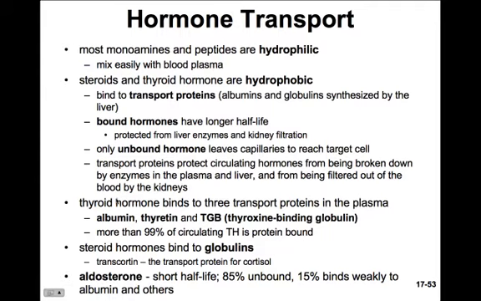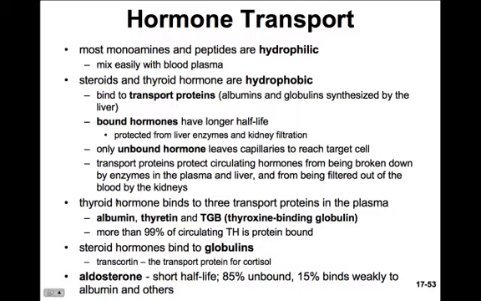Most monoamines and peptides are hydrophilic hormones. That is, they enjoy being surrounded by water. And the steroids and thyroid hormone are hydrophobic. This hydrophilicity or hydrophobicity has an influence on how the hormones can be transported in the blood. Those that are hydrophilic will mix easily with the blood plasma, and those that are hydrophobic won't. So the hydrophobic hormones will be found bound to transport proteins like albumins and globulins that are synthesized by the liver.